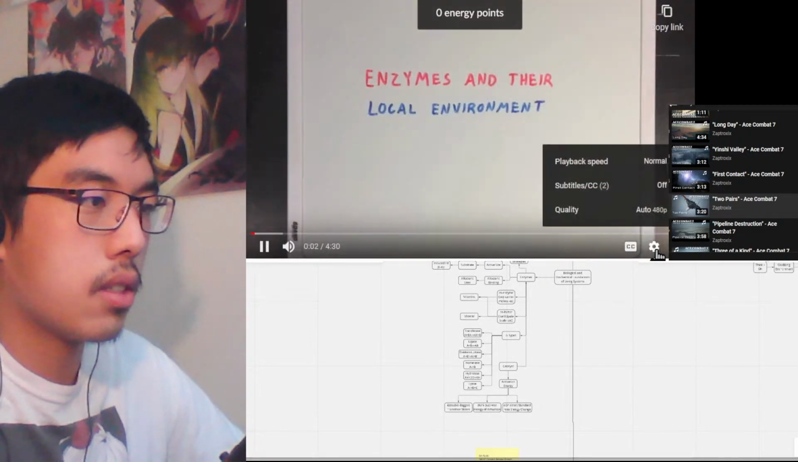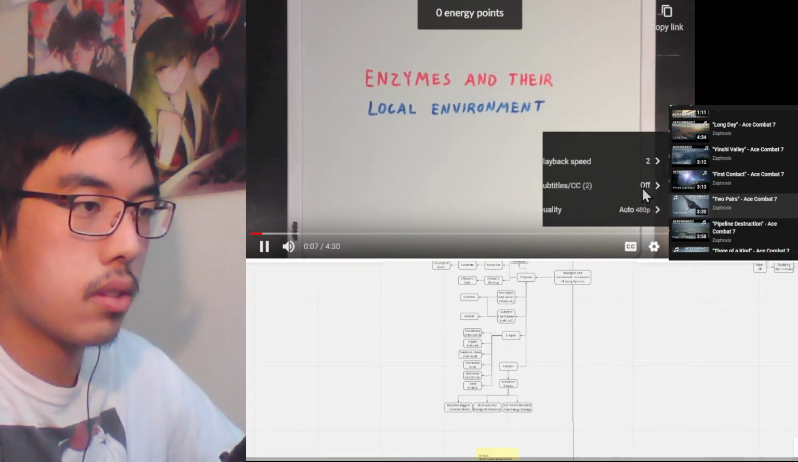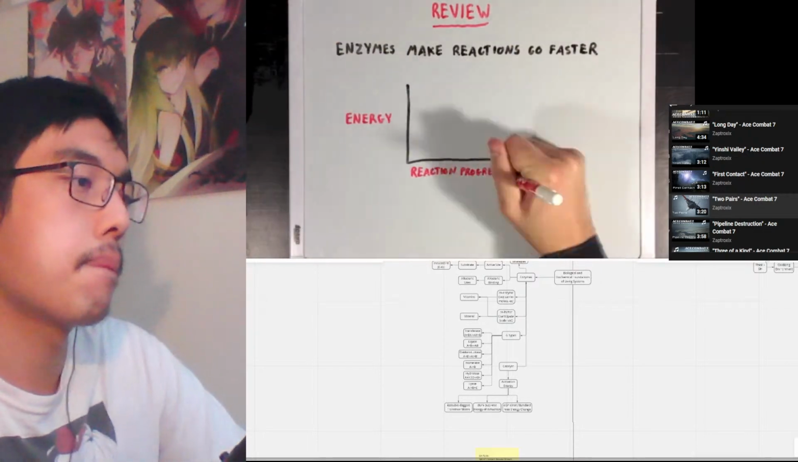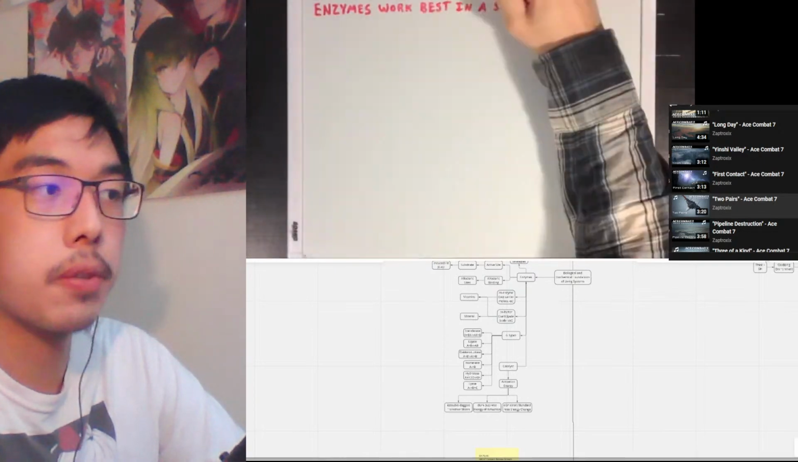So today we're going to talk about the effects of the environment on enzymes, and how a changing environment can affect an enzyme's ability to catalyze a reaction. But first, let's review the idea that enzymes make reactions go faster. Looking at a reaction coordinate diagram, you've noticed that enzymes speed things up by lowering a reaction's activation energy. Now, it's important to recognize that enzymes work best in specific environments.